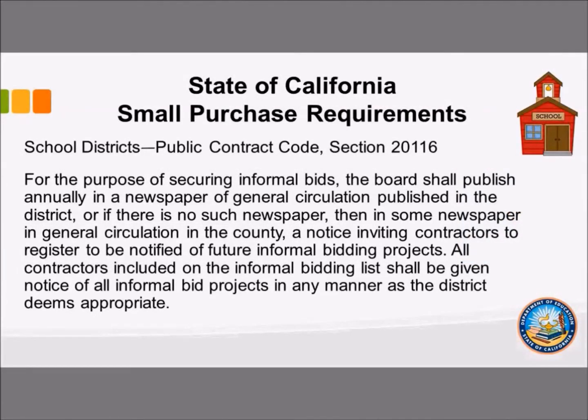School districts must comply with the State of California Public Contract Code, Section 20116, which requires them to annually publish a notice inviting contractors to register to be notified of future informal bidding projects. Whenever the school district seeks a contractor or vendor for a small purchase, they must notify the contractors or vendors who are registered. This requirement pertains only to school districts.